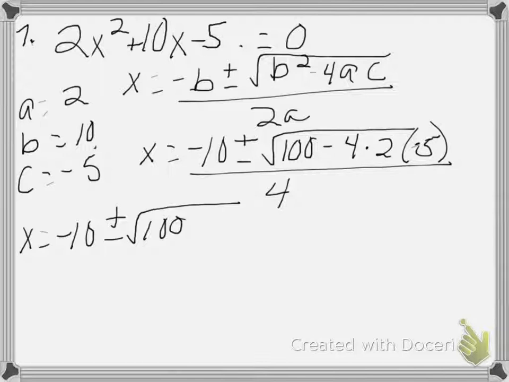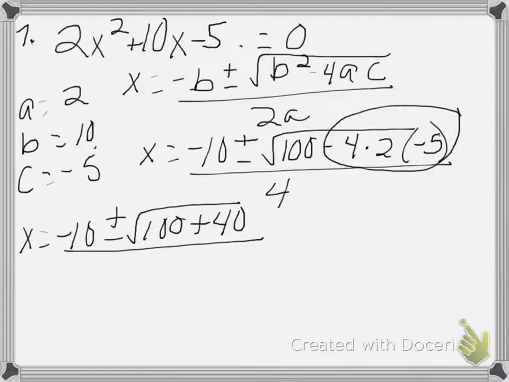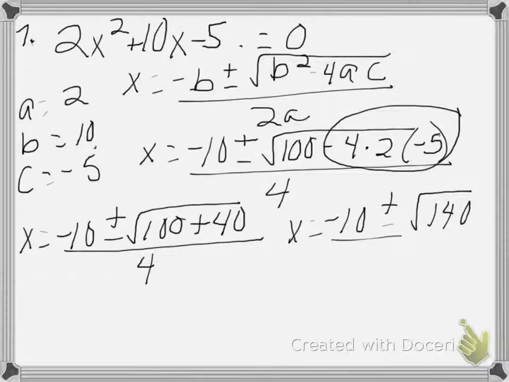Now, let's go and multiply. We're going to circle the negative 4 times 2 times a negative 5. That's a negative 8 times a negative 5, which is a positive 40, so that's plus 40. Be very careful. That's where people mess up with their negative signs. Over 4. So that's x is equal to negative 10 plus or minus the square root of 140 over 4.